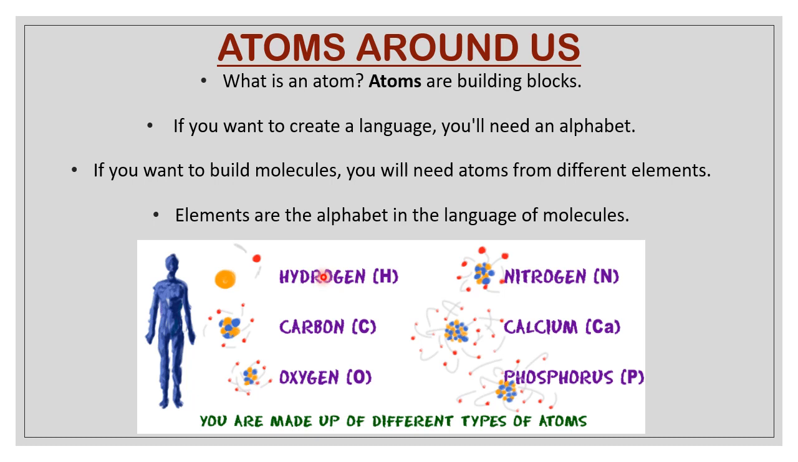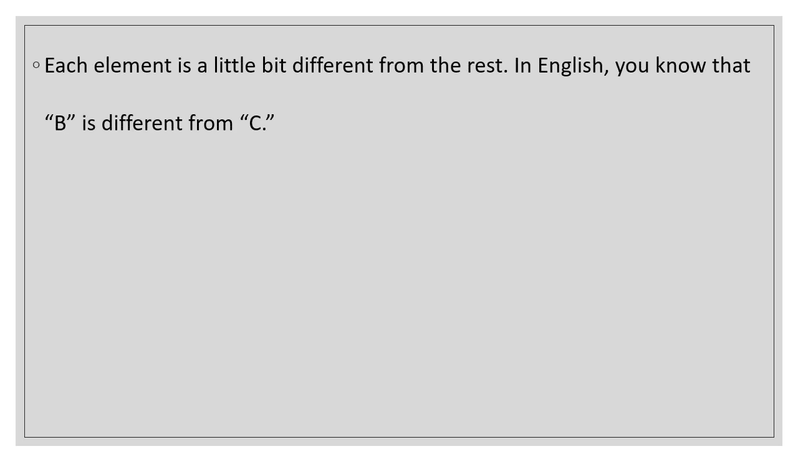Element is a big word. An element is made up of what? Atoms, small particles. And you are made up of different types of atoms. Now each element is a little bit different from the rest. In English, you know that B is different from C. We have 26 alphabets. Can we say that all these 26 are the same, or at least one or two are the same? Not at all. A is different, B is different, Z is different. Every alphabet is different. In the same way, every atom is unique and different.